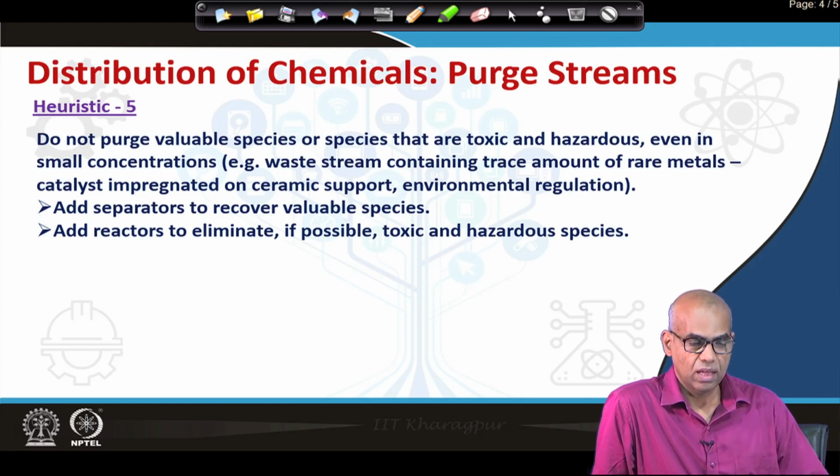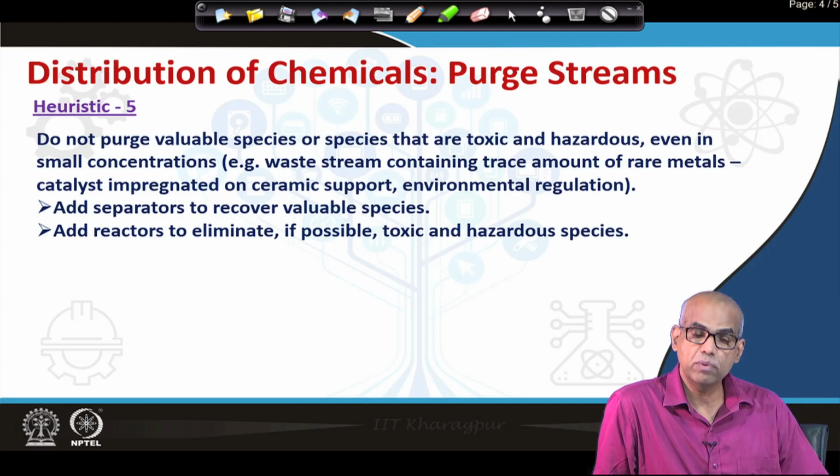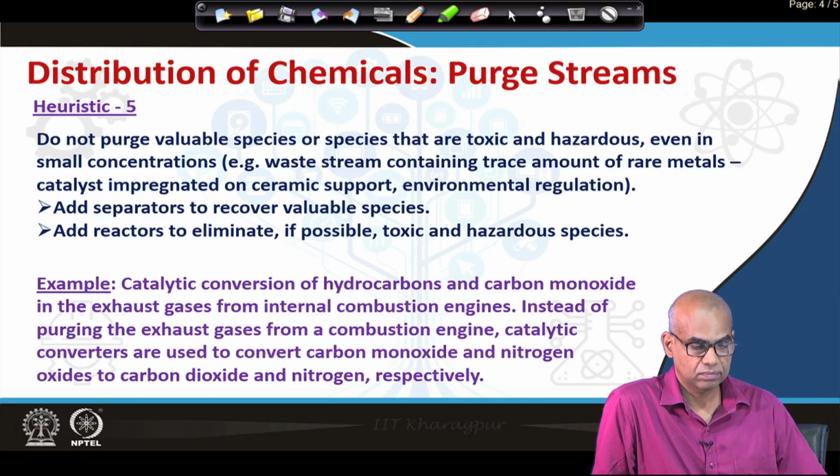Add separators to recover valuable species. Add reactors to eliminate, if possible, toxic and hazardous species. So, when you have toxic or hazardous species or valuable species, do not use purge.